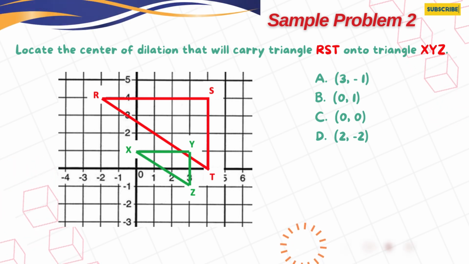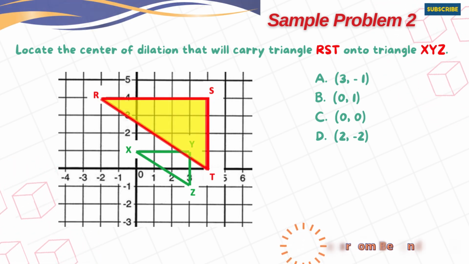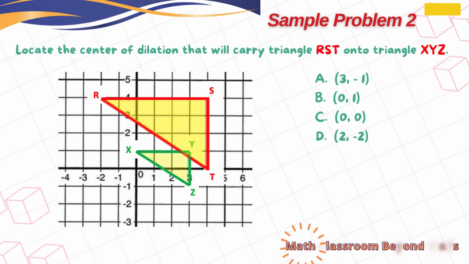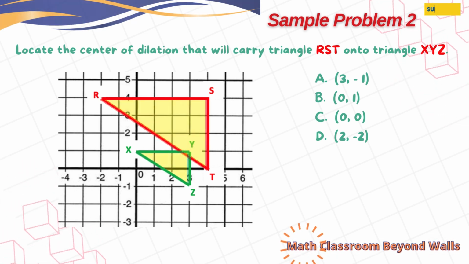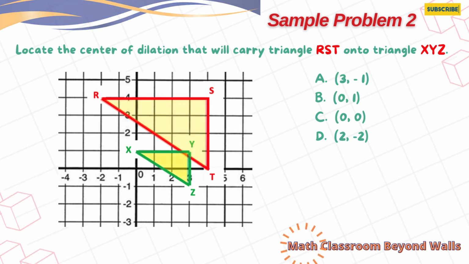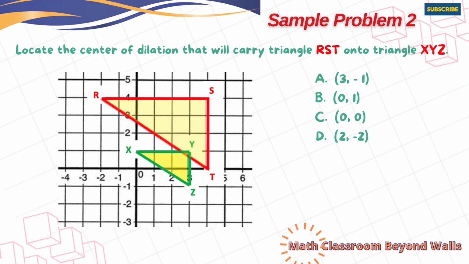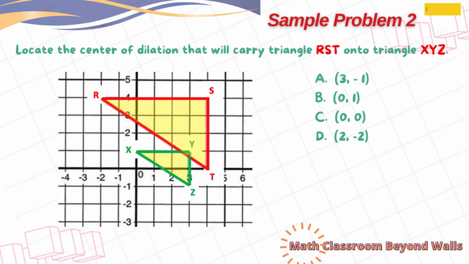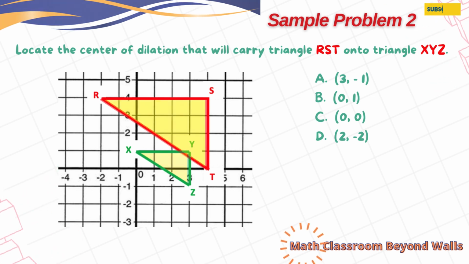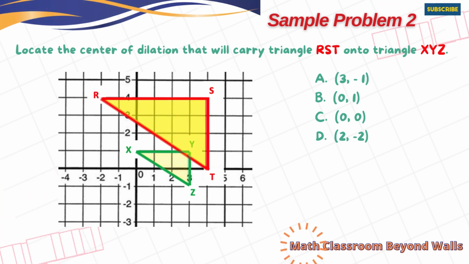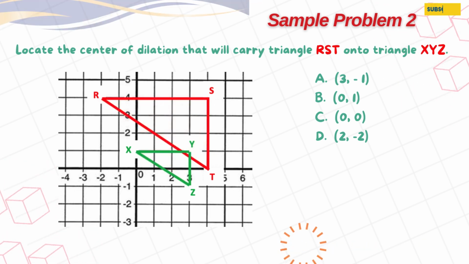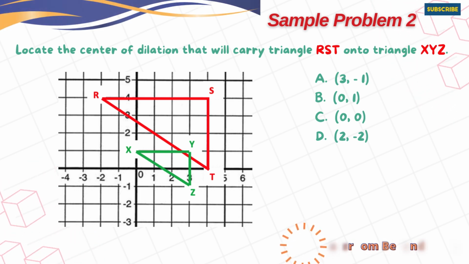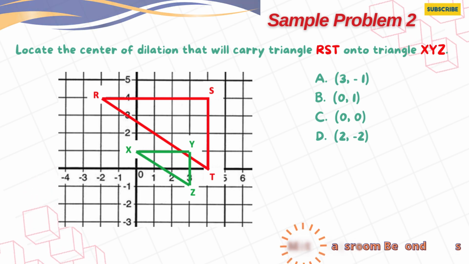Here, triangle RST is the preimage and triangle XYZ is the image. Identifying the image and the preimage at this time is not that important in locating the center of dilation. But it is good to be able to recognize which one is the image and which one is the preimage, for word problems on determining the scale factor will require this. Now, this one is very important: identifying the corresponding points on the preimage and the image.